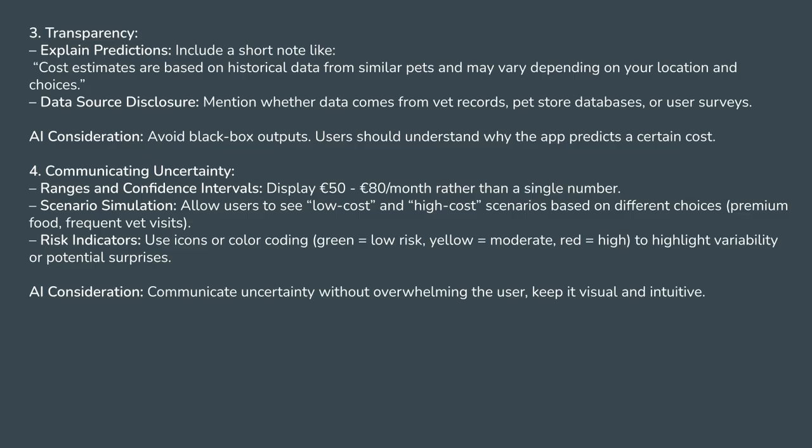4. Communicating uncertainty: ranges and confidence intervals. Display $50-80 per month rather than a single number. Scenario simulation: allow users to see low-cost and high-cost scenarios based on different choices: premium food, frequent vet visits. Risk indicators: use icons or color coding: green, low risk; yellow, moderate; red, high, to highlight variability or potential surprises. AI consideration: communicate uncertainty without overwhelming the user. Keep it visual and intuitive.